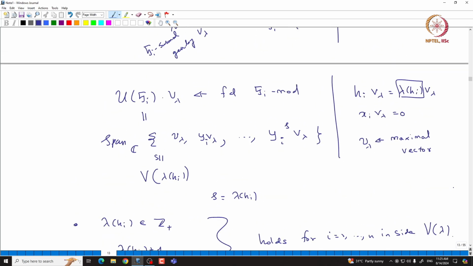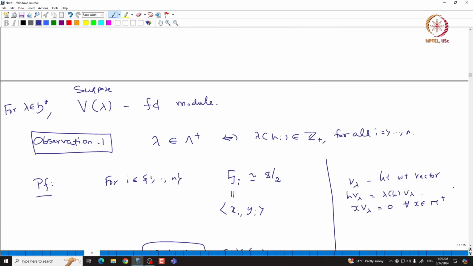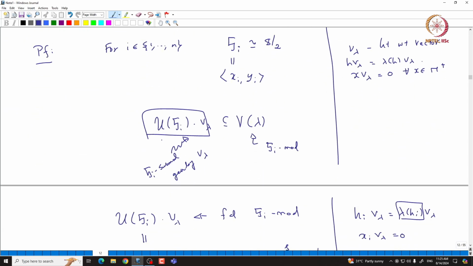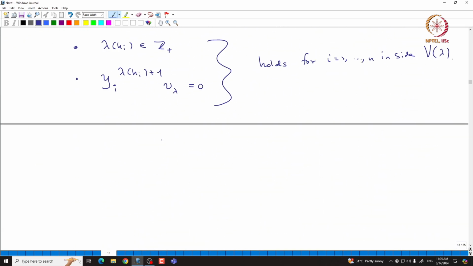Okay. So, if you take our V_lambda to be finite dimensional, then we observe that lambda must be dominant, that is the first observation. The second observation that we made is that y_i^(lambda(h_i)+1) V_lambda is 0.